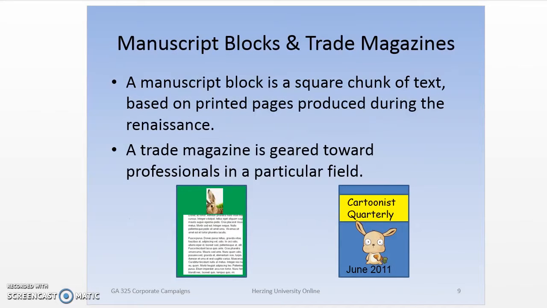Manuscript blocks and trade magazines. A manuscript block is a basic editorial structure based on Renaissance texts. A trade magazine is a similar publication produced exclusively for professionals and buyers in a particular field. They are similar to magazines in their layout and visual appeal, but the content and primary, secondary, and tertiary functions are all aimed at a particular interest group, organization, or profession.